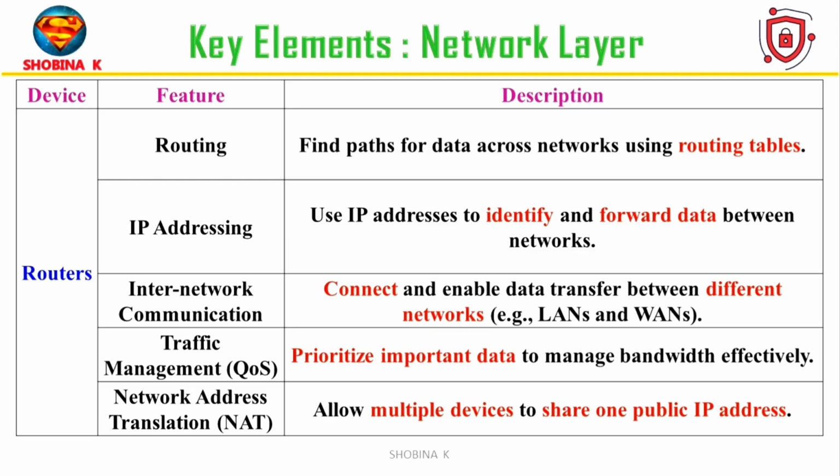And the next feature is network address translation. Routers can modify the source or destination IP addresses of packets. This allows multiple devices on a private network to share a single public IP address.